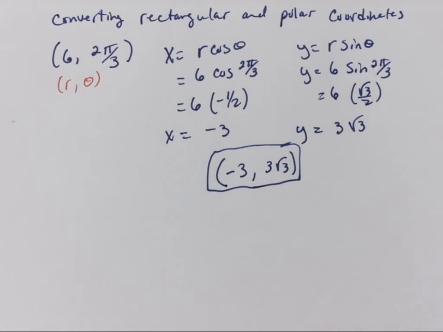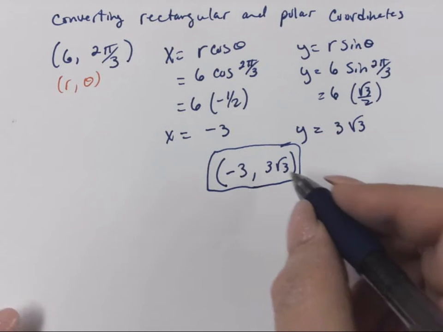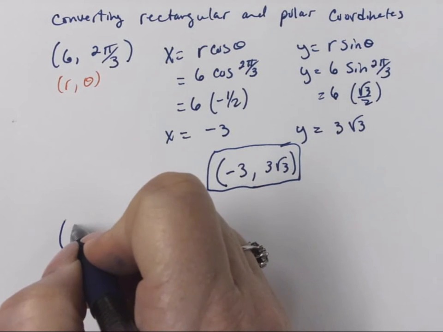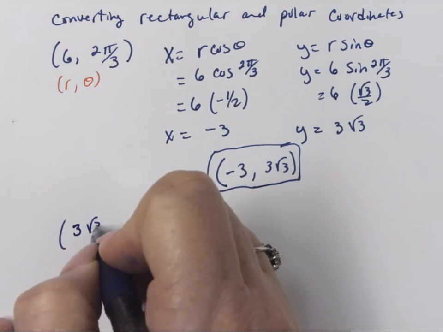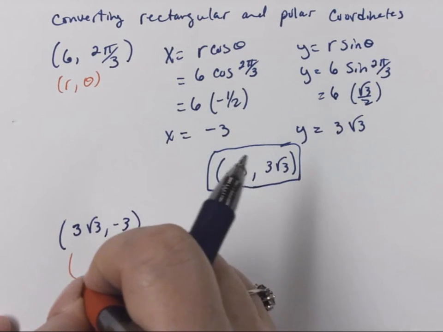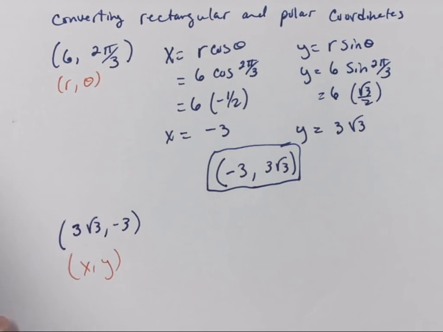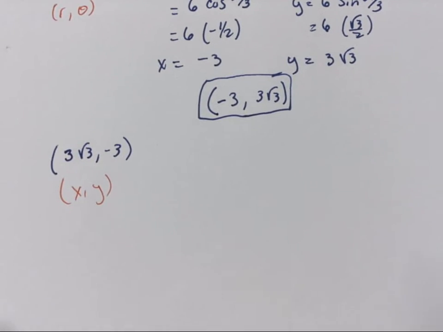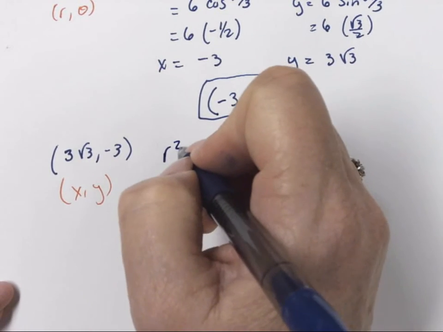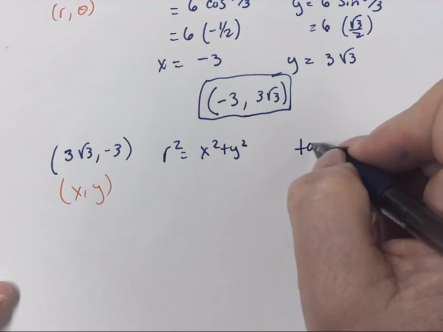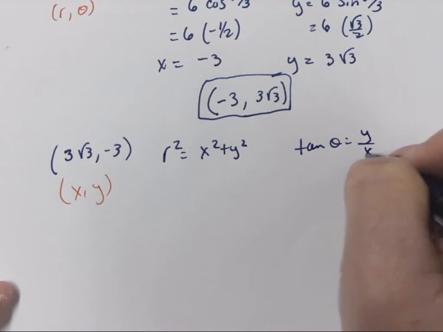Now we're going to take rectangular and convert it to polar. So we're going to kind of go a little bit similar. So we've got 3 square roots of 3, negative 3. So remember, this is going to be your x, y. And this time we are looking for the r and the theta. So our r squared is equal to x squared plus y squared, and tangent theta is equal to y over x.